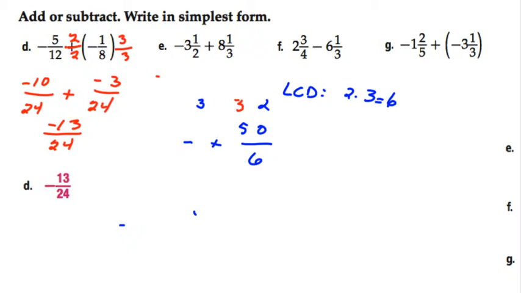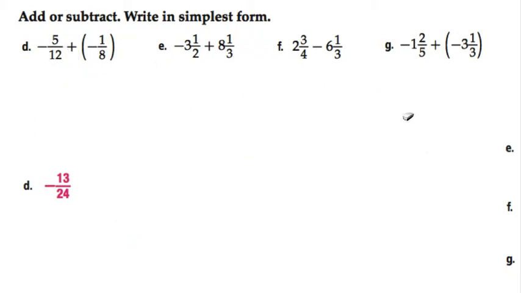Actually, I'm going to do this. I'm going to just erase this. Here is letter E. Our answer was 4 5/6. There's letter D. Letter F now.